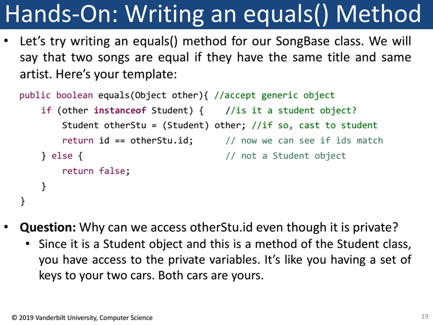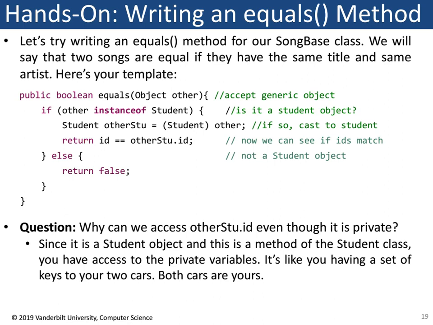So this is how we check to see if the generic object other is an instance of type Student. If it is an instance of type Student, we're going to perform a casting operation and store it into a Student reference variable, a local Student reference variable. So we have our object called other, and then we cast it just like we've cast integers into doubles or doubles into integers. We're going to cast this generic object into a type Student and store it into this Student reference variable called otherStu.